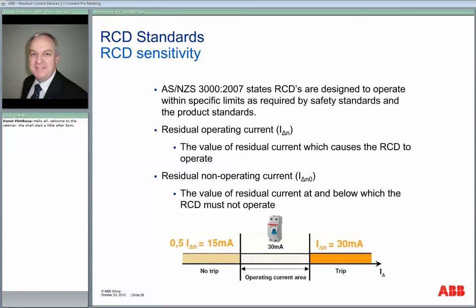Some people, if they're doing a calculation of their final subcircuit and they realise they have certain leakages occurring, it could get into the 20 milliamp or more range and they think it's a 30 milliamp RCD, therefore I'm okay. Believe me, it's not necessarily so, because according to the product standard and according to AS3000, it is allowed to trip any time after 15 milliamps. Most devices you'll find are tripping somewhere in the 24 to 25 milliamp range, but we can't hold to that because there is that region where they can actually operate.